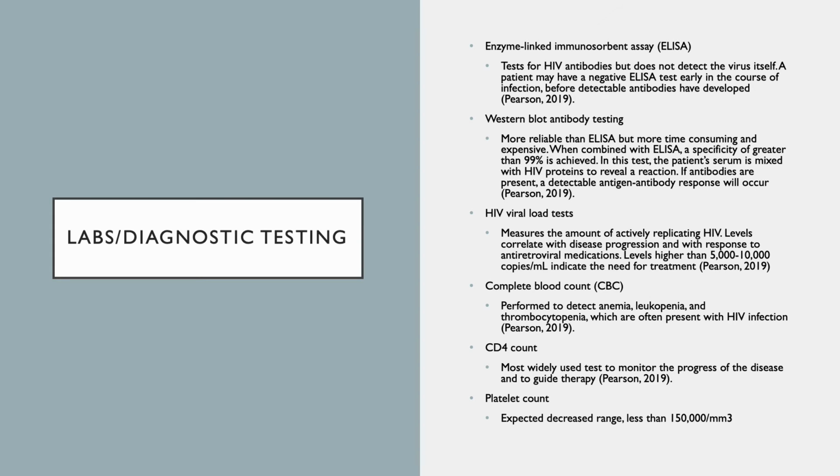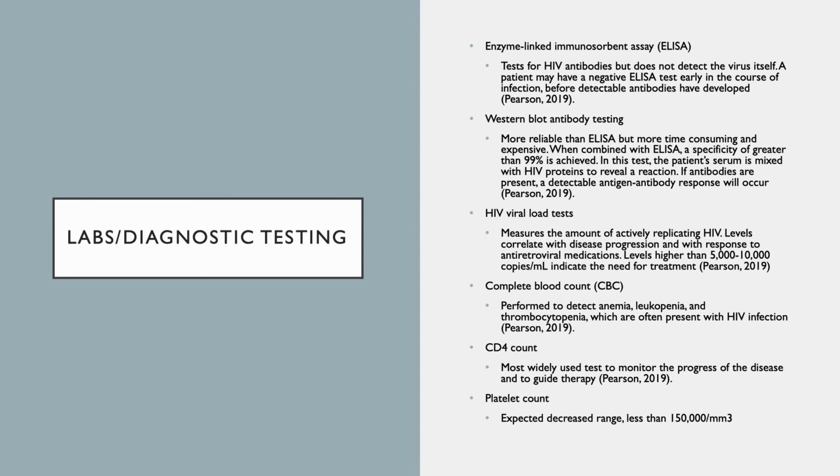Then we've got HIV viral load tests. This test measures the amount of actively replicating HIV. Levels correlate with disease progression and with response to antiretroviral medications. Levels higher than 5,000 to 10,000 indicate the need for treatment. Then we've got a CBC, which is a complete blood count. This test is performed to detect anemia, leukopenia, and thrombocytopenia, which are often present with HIV infection.